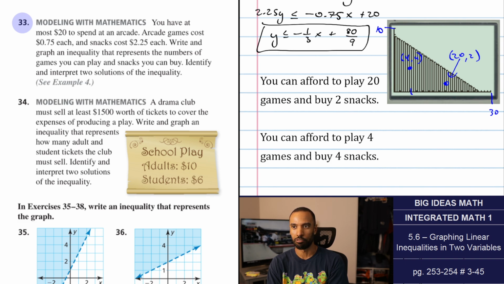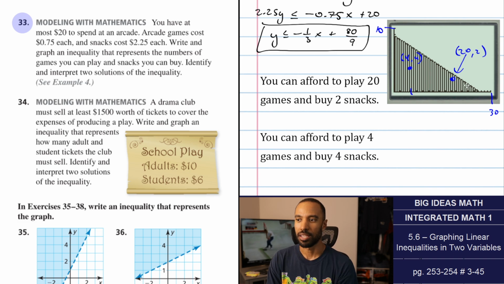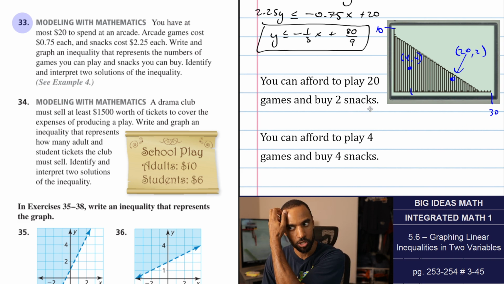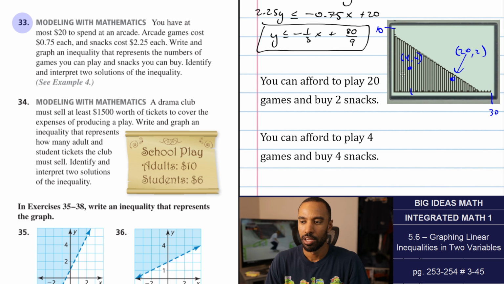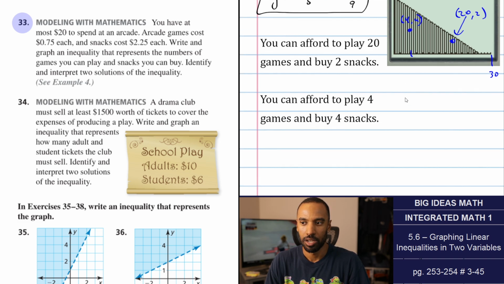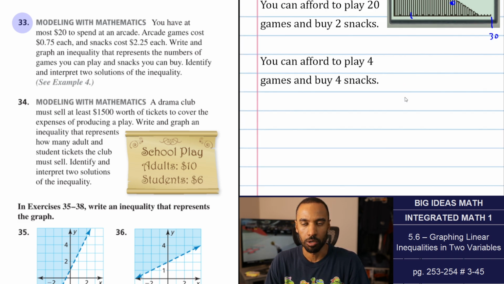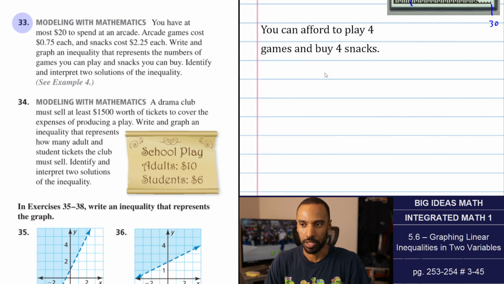The 20 is probably a little further over. So this thing was probably going to be a little more like that. But yeah, 20 games and 2 snacks pushes you pretty close. It's $19.50. 4 games and 4 snacks doesn't really run you that much. Just a little more than $10. Okay, that's kind of what that's looking like there on number 33.